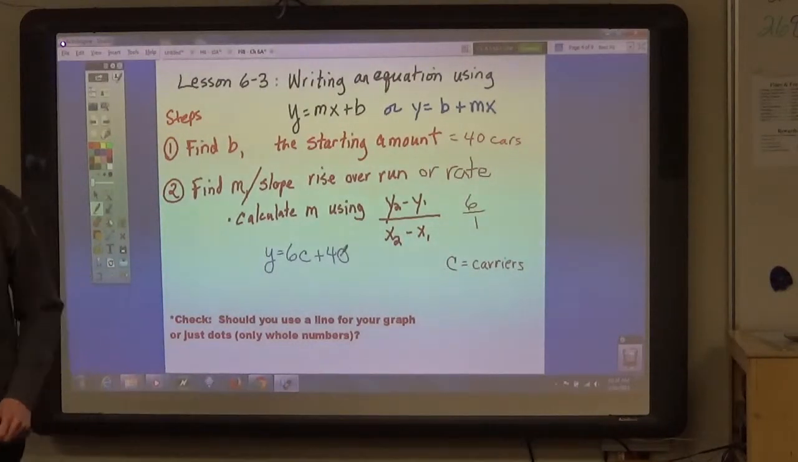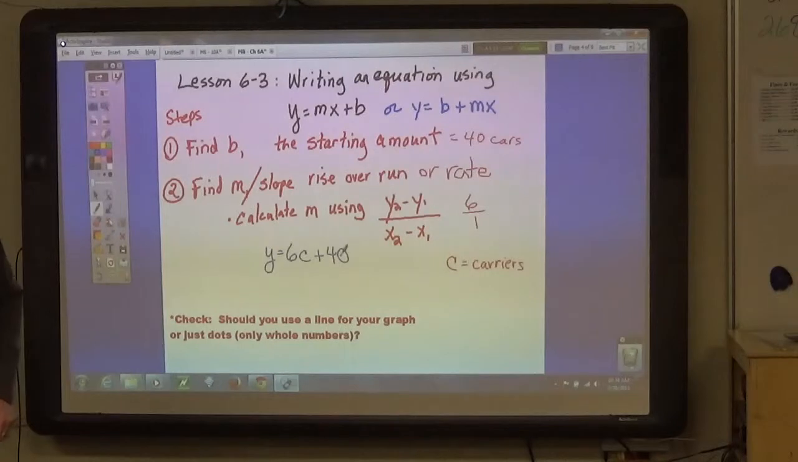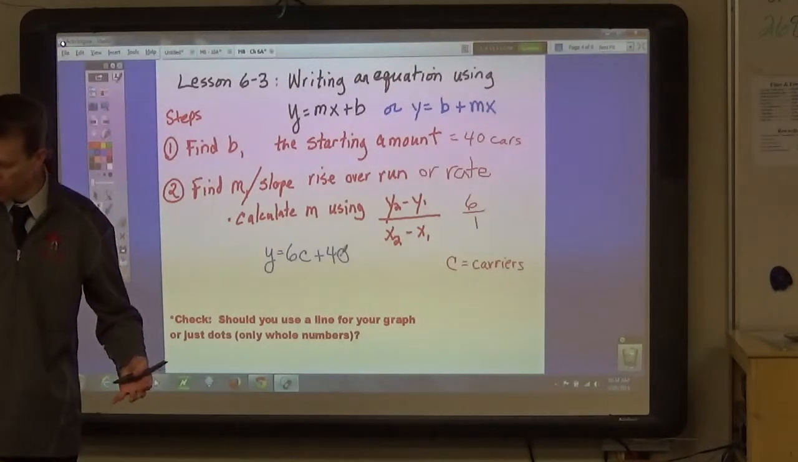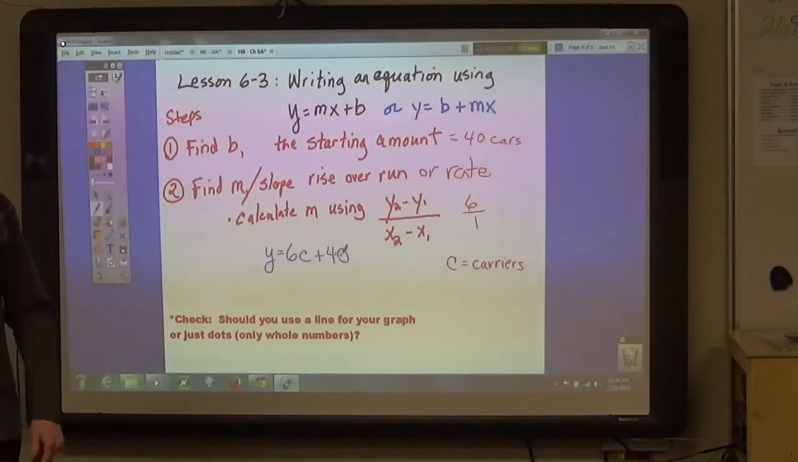How about this one? A sporting goods store sells cans of tennis balls. There are 3 tennis balls in each can. The coach of the tennis team is buying supplies. Write a linear function that relates the number of cans to the total number of tennis balls. Graph the function.